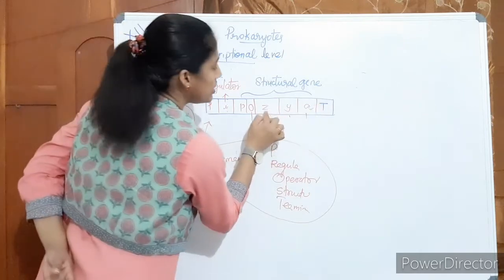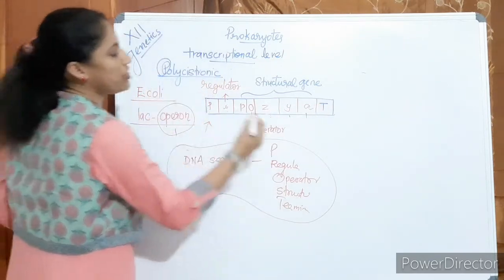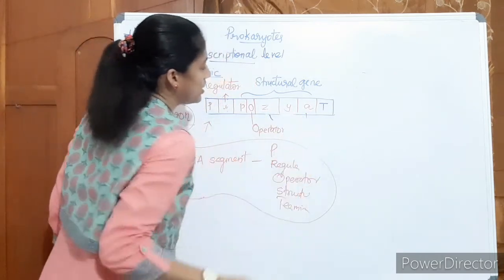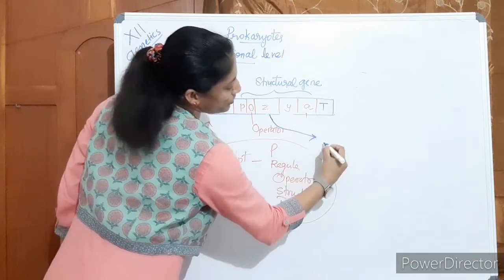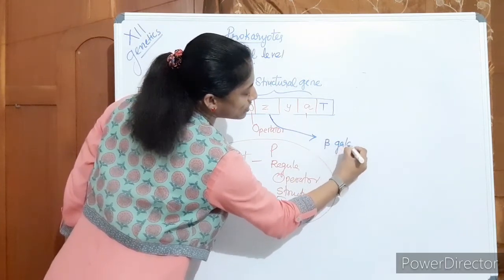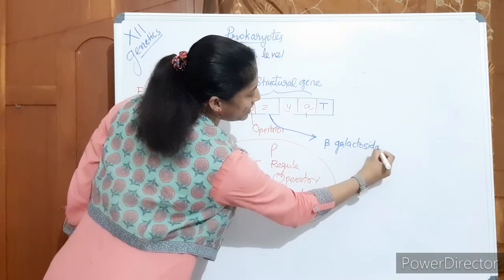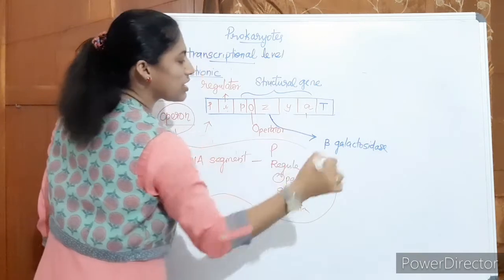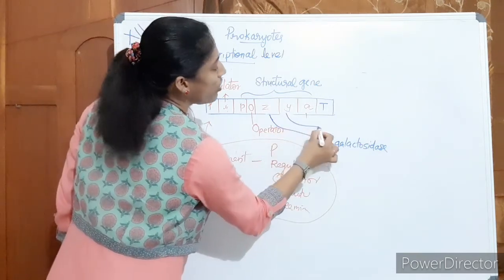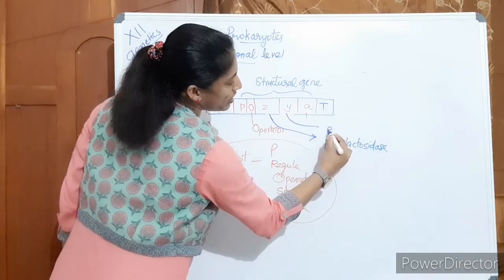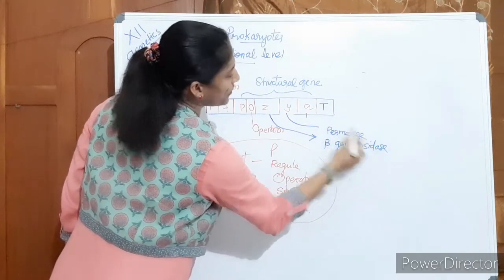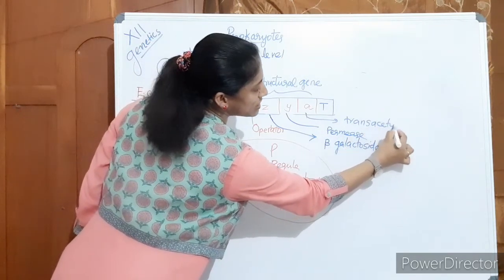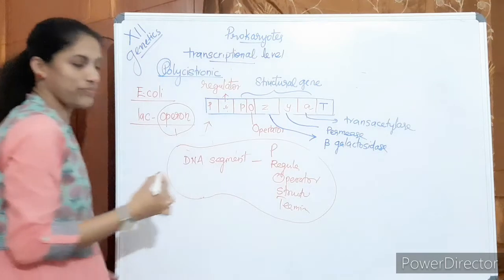Then, just study these names also. Z is a gene which helps in the production of the beta-galactosidase enzyme. The Z gene transcribes the RNA and then the beta-galactosidase enzyme is formed. The Y gene is responsible for forming the permease enzyme. Then the A gene is responsible for forming the transacetylase enzyme. These names you have to study anyway.